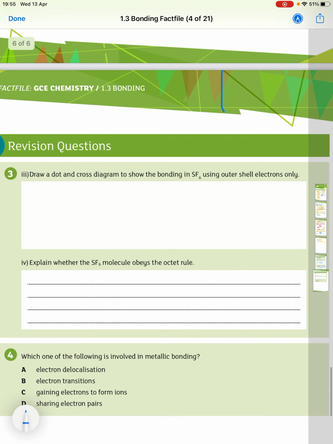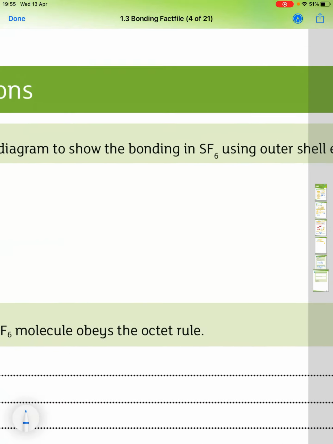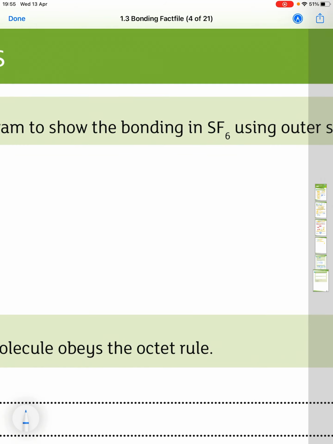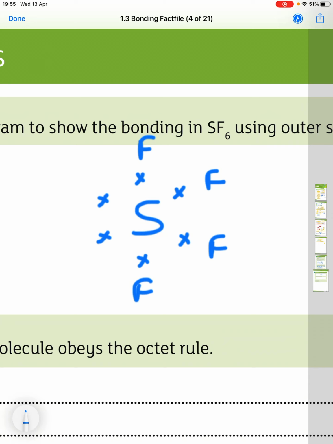Okay, number 3, part 3. Draw a dot and cross diagram showing the bonding in SF6 using outer electrons only. So if we look at sulfur, we know that it has 1, 2, 3, 4, 5, 6 electrons, being in group 6. And then we have the fluorines around it. So it's 6 of them, and each of them has 7 electrons. So it's just a matter of drawing all those in.